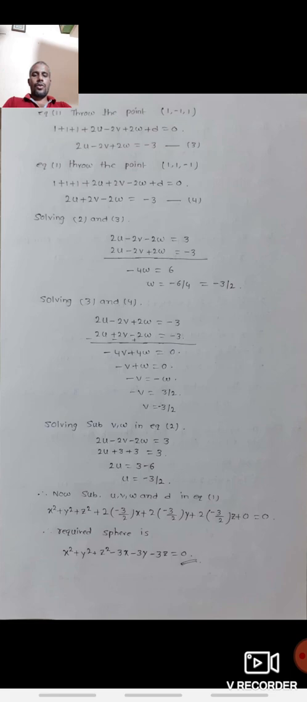Now substitute the u, v, w and d values in equation 1. x² + y² + z² + 2(-3/2)x + 2(-3/2)y + 2(-3/2)z + 0 = 0. So the required sphere equation is x² + y² + z² - 3x - 3y - 3z = 0.